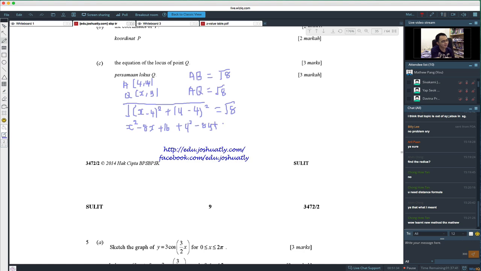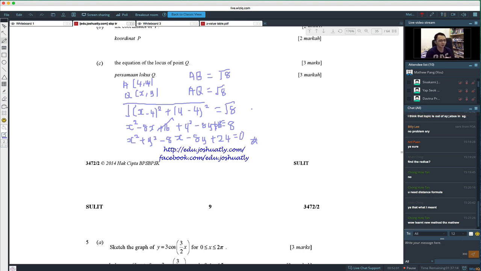So x squared plus y squared minus 8x minus 8y. Where's the 16 go? Yeah, I missed out the 16 here. So 16 plus 16 will be 32. 32 minus 8 will be plus 24 equals 0. So this will be my equation of locus at the point Q.